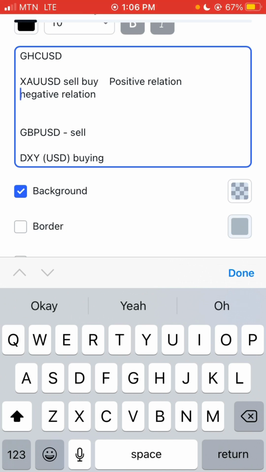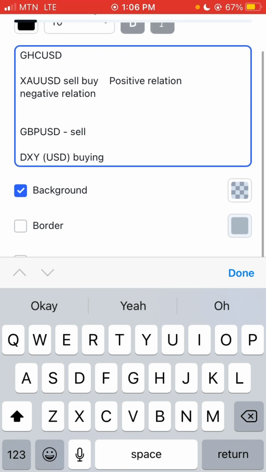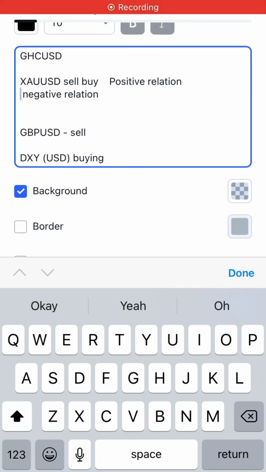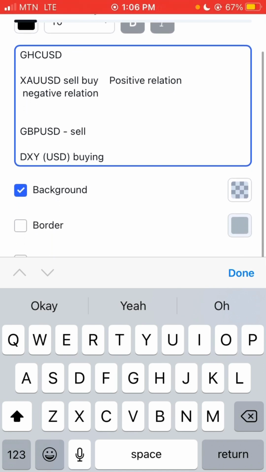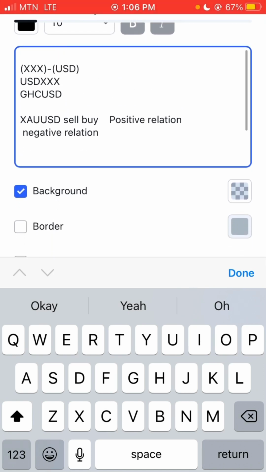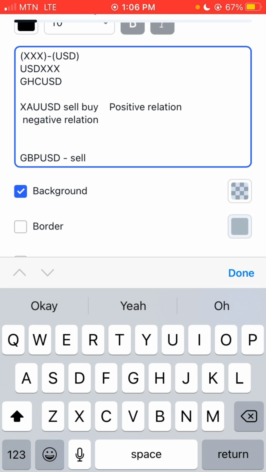Positive relation is when it goes in the same direction. If A is buying, B will also buy. But with a negative relation, if A is buying, B would have to sell. So I hope we are all somehow familiar with the base currency and quote currency, and when they say a pair, we are pairing a currency with another currency.